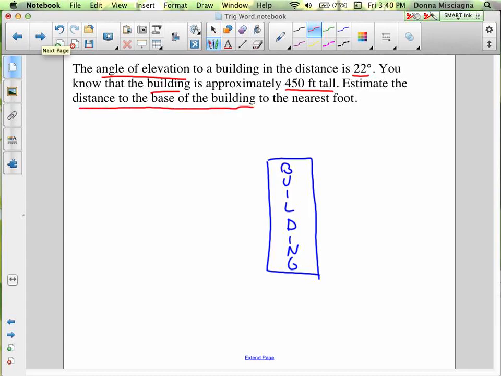That's going to be along the ground, because the base is at the bottom. So we're looking for this distance, and we know the building is 450 feet. Now we just have to make sure we place our angle in the right location. It says angle of elevation, and angle of elevation looks up. So it's over here looking up, because, of course, that's the right angle.